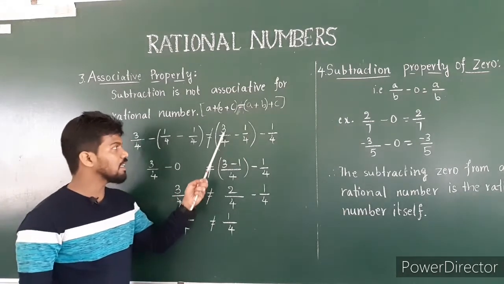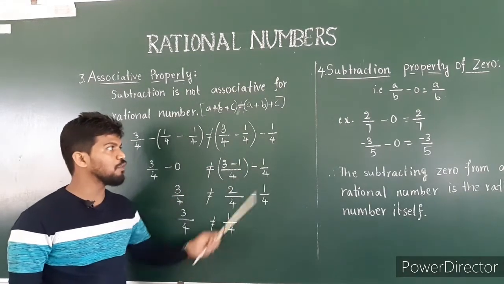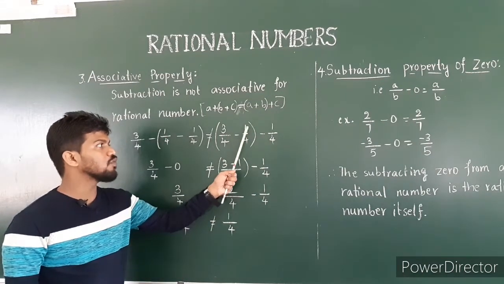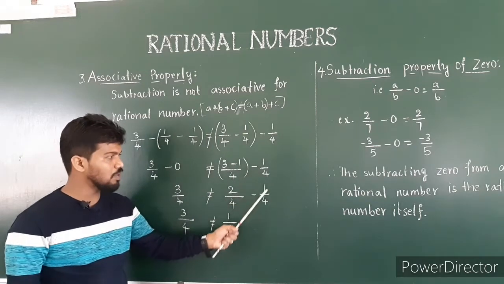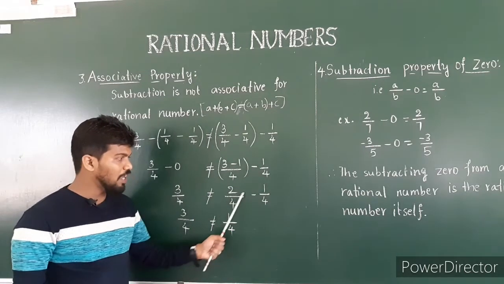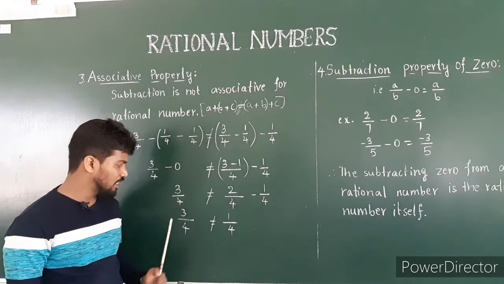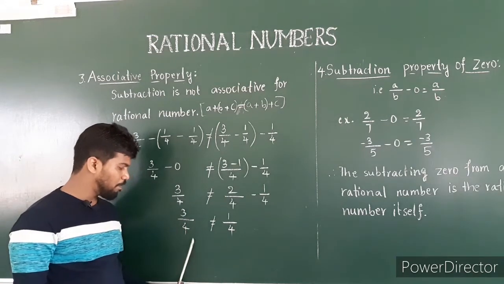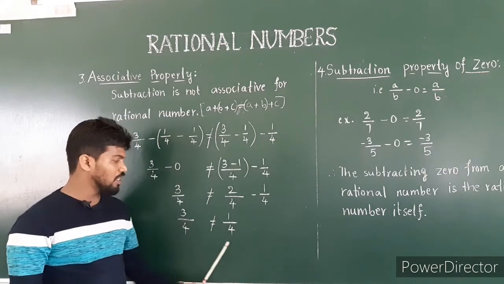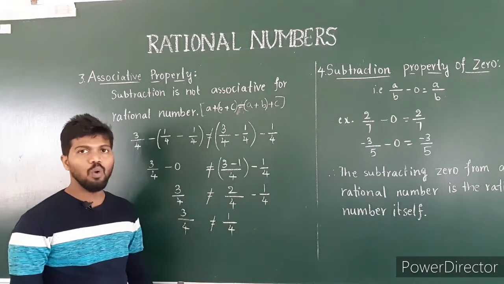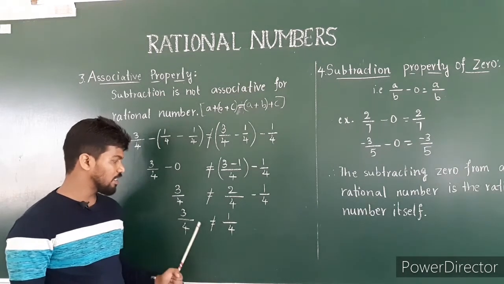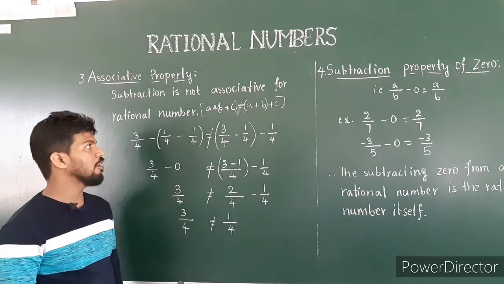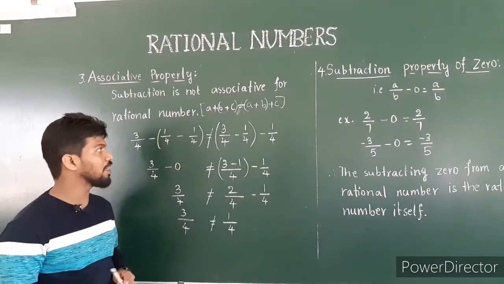Now you see this side, (3/4 − 1/4) − 1/4. The common denominator itself is 4. 3 − 1 you get 2/4, and minus 1/4 as it is. So now 2/4 − 1/4 you get 1/4. See that 3/4 is not equal to 1/4. 3/4 means out of 4 pieces you consider 3 pieces. What is 1/4? Out of 4 pieces you consider only 1 piece. So this is smaller and this is too big. 3/4 is not equal to 1/4. Now you understood what the associative property is.